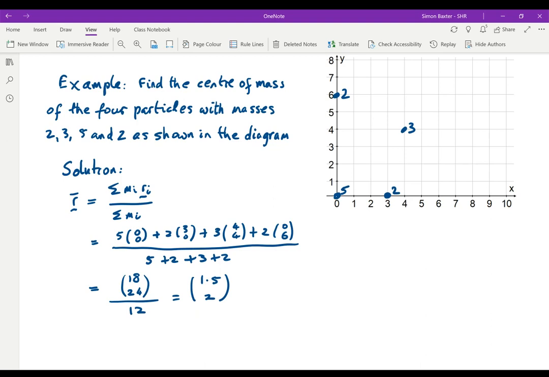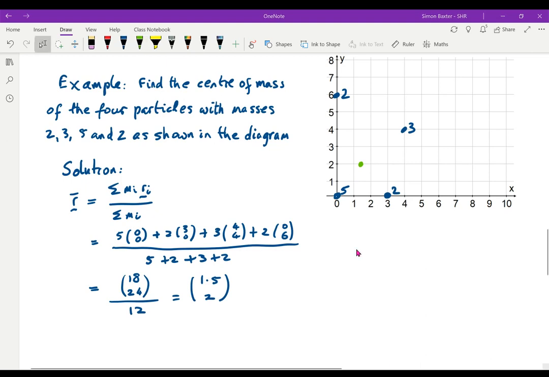Okay, is that a sensible answer to have? Does that look reasonable? Well, it's towards the bottom of the picture, but the heavier weights are over here. It's towards the left of the center of the picture, where the heavier weights are. So yes, I would say that 1.5, 2 looks quite sensible.